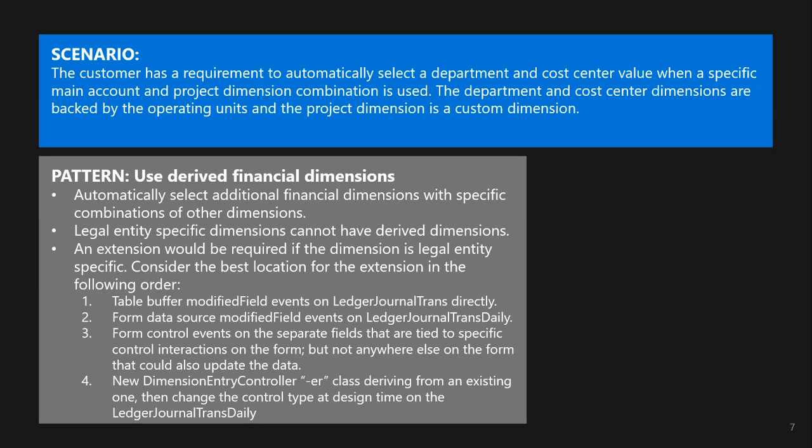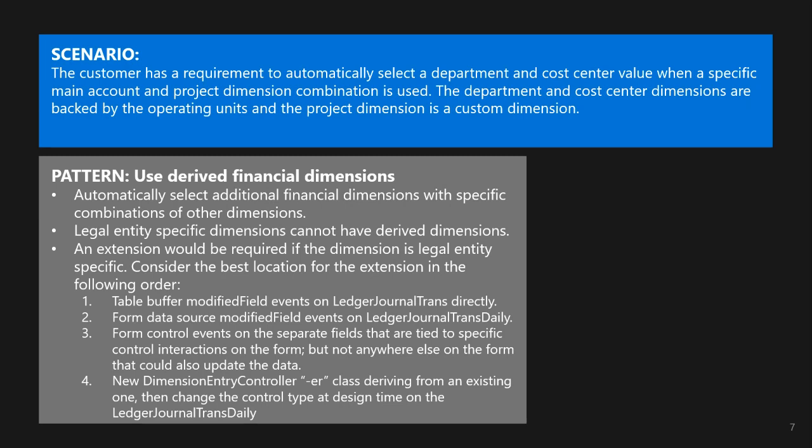And the guidance for the extension would be to target the general journal or whatever specific form you need this behavior on. Such as Ledger Journal Trans Daily is the general journal form, or whatever form it might be. You might also do it at the table level, for Ledger Journal Trans, where it would catch all of the journals if you need to do it for legal entity specific.